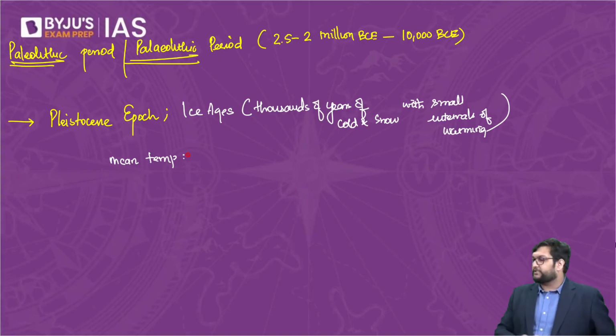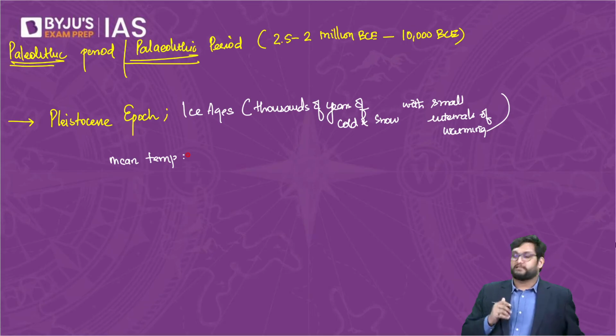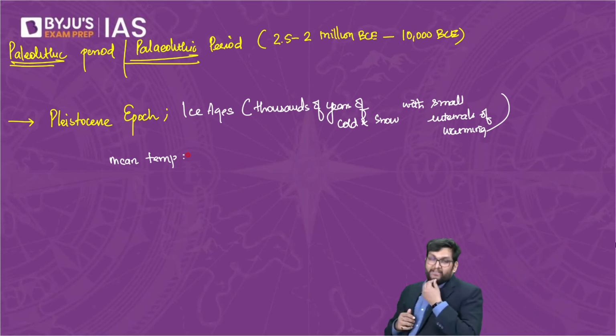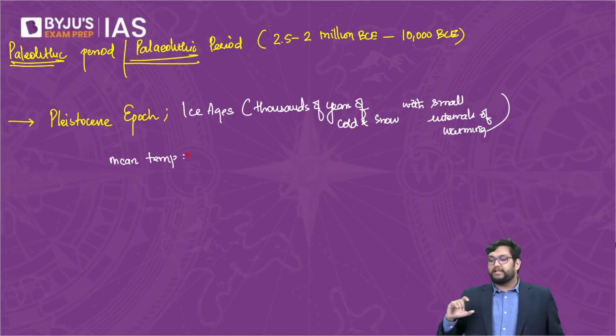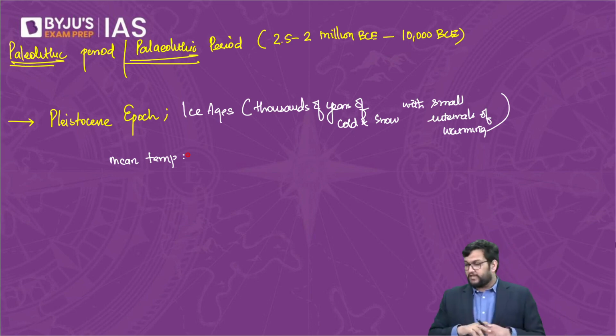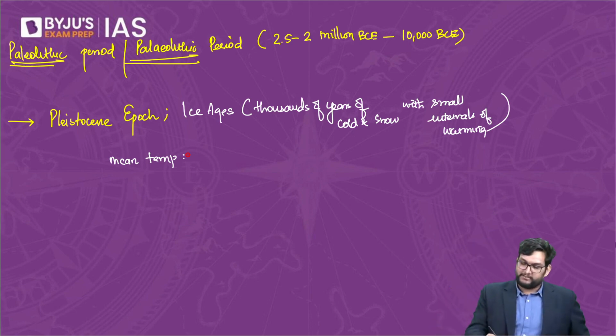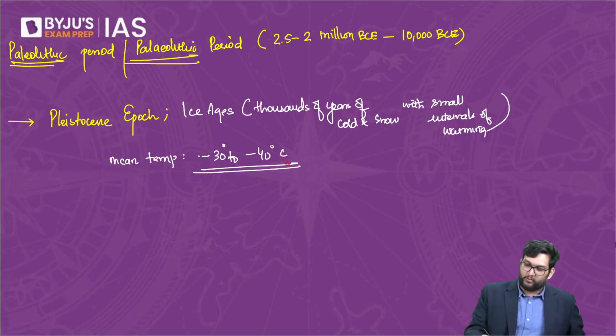The mean temperature of the earth today is 15 degrees Celsius. 37 is your body's. If you take all the temperature from equator to pole and pole to equator, it comes to 15 degrees Celsius. But the mean temperature of the earth during the Ice Age was minus 30 to minus 40 degrees Celsius, which is quite cold.